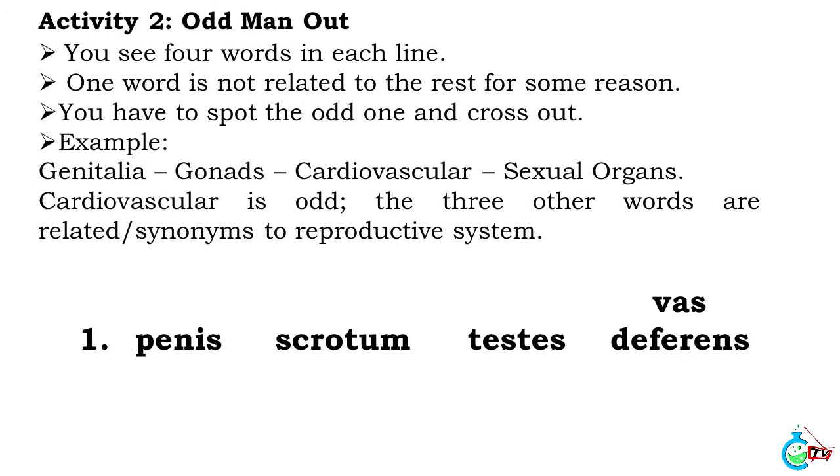Activity 2. Odd man out. You see four words in each line. One word is not related to the rest for some reason. You have to spot the odd one and cross it out. Example: genitalia, gonads, cardiovascular, sexual organs. Cardiovascular is odd; the three other words are related, synonyms to reproductive system.